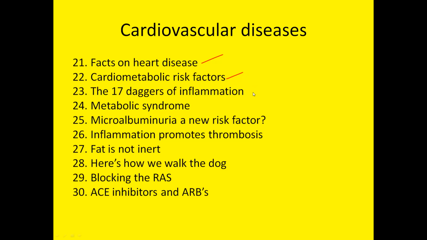17 daggers of inflammation, that comes from Life Extension Foundation. It's actually more like about 15 from them. I'll show you why. Metabolic syndrome, 65 million people have that, and I'll show you a really easy way to assess whether your patient has metabolic syndrome. And I'll give you a hint, it has to do with a grain belly, not necessarily a wheat belly, and I'll tell you why. Microalbuminuria, this is leaking protein in the urine.